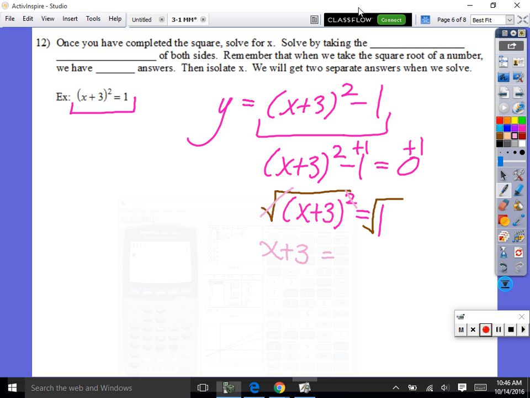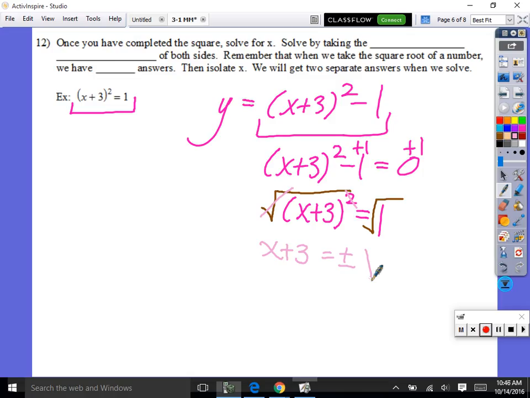Now here's one thing you can't forget. Anytime we're taking a square root of solving, we have to put plus and minus the answer. So we have plus and minus the answer of that, which was 1. So we're going to have two solutions, which makes sense because all of our other quadratics have two solutions. So then from here, we'll split it up.